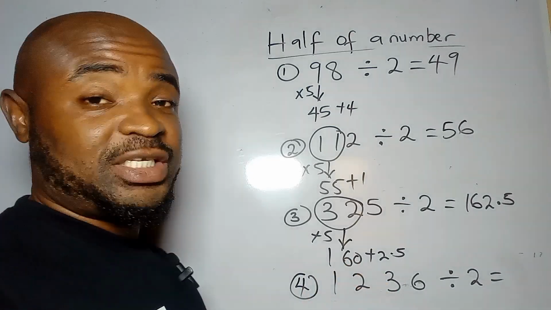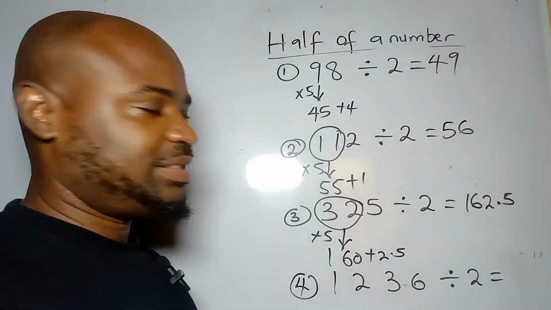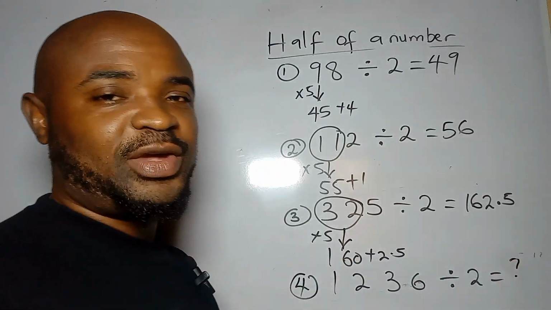So I will want to try out this one at home. 1,236 divided by 2. That is, find half of 1,236. And I want you to drop your answer in the comment section.